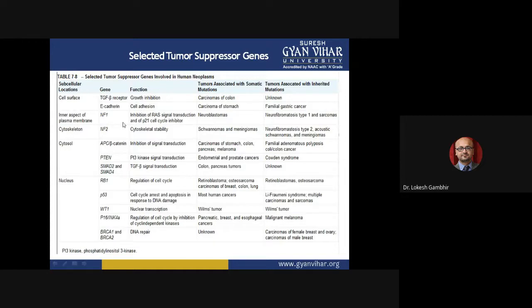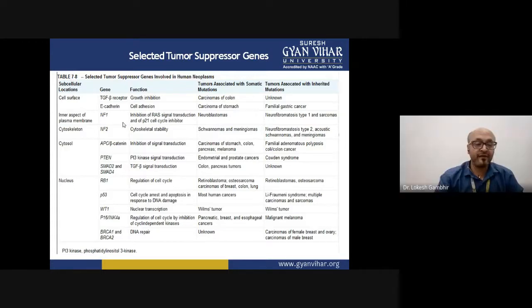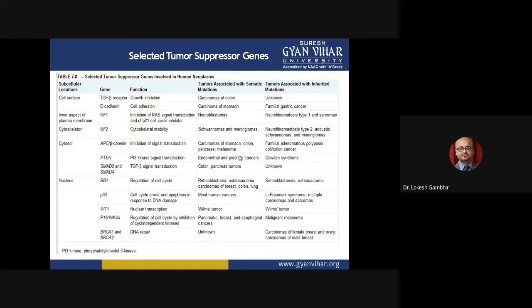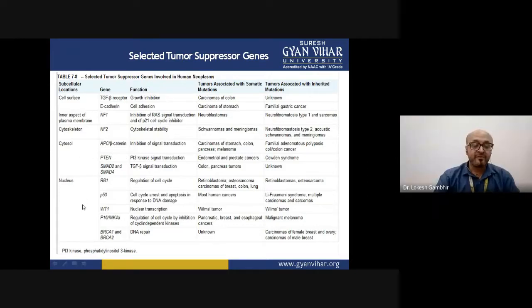Like these, the list is short, but these proteins perform very critical functions in terms of cell cycle control. Take PTEN, the PI3 kinase signaling regulator, whose aberration is responsible for induction of prostate cancer in somatic cells. These are because of somatic mutations. When we are talking about inherited mutation, it falls in the category of Cowden syndrome. Then retinoblastoma, which is present inside the nucleus, is responsible for regulation of the cell cycle. Likewise, P53 is responsible for cell cycle arrest or apoptosis when there is DNA damage.